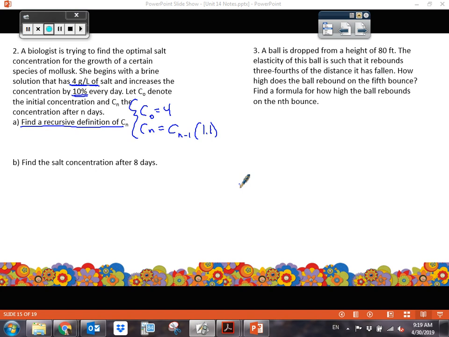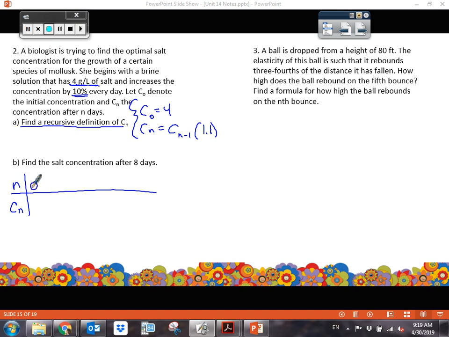I'm sure we could probably write an explicit equation. It would be much easier for us if we did, but that's just not what they asked for. They asked for recursive. And then they're asking us to find the salt concentration after 8 days. So we would have our calculator, we're just going to do a little bit of work, and I'm going to log that work in a chart. So this will be our n, and this will be our C sub n.